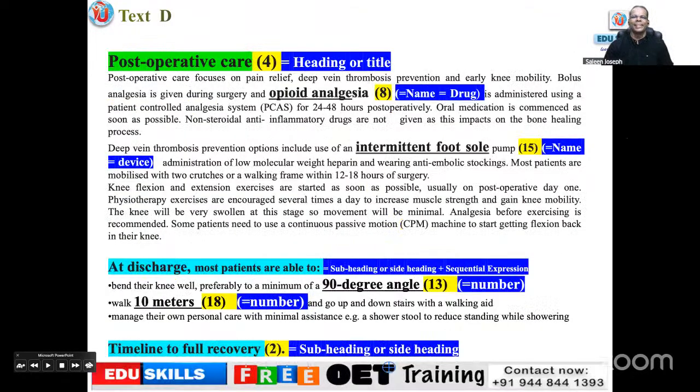Now the post-operative question, question 4, is here. The heading or title is the clue, and opioid analgesia, question 8, is the answer here. And intermittent foot sole pump is the name of a device. And again, at discharge, you have the 90-degree angle, one number, for the 13th question. 10 meters, a measurement or a number, is the 18th question. Timeline for recovery, a subheading or side heading, is question number 2. How beautiful.